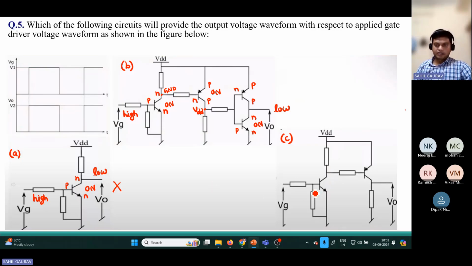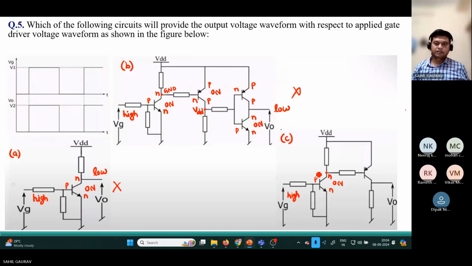Now coming to the C option, this is also incorrect. In the C option, from the gate driver, you are providing the high input. Here this transistor type is NPN. If you provide high input, it gets turned on. If it gets turned on, this part will be ground. So this is a ground, and this is PNP type. So it gets turned on. So this will be VDD.